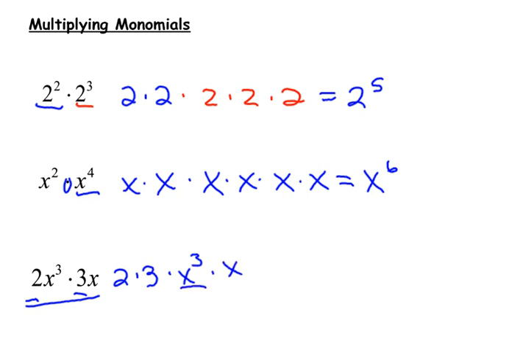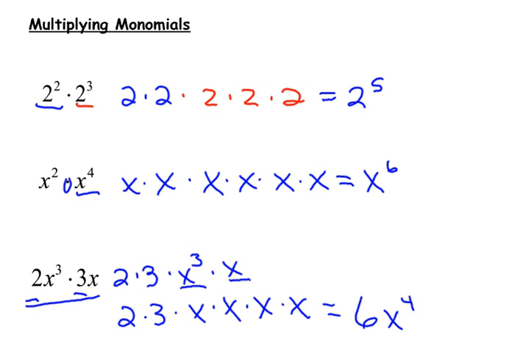X cubed in expanded form is going to look like x times x times x, and then we multiply that times our other x. And when we multiply, we know 2 times 3 is 6, and x times x times x times x is x to the 4th.